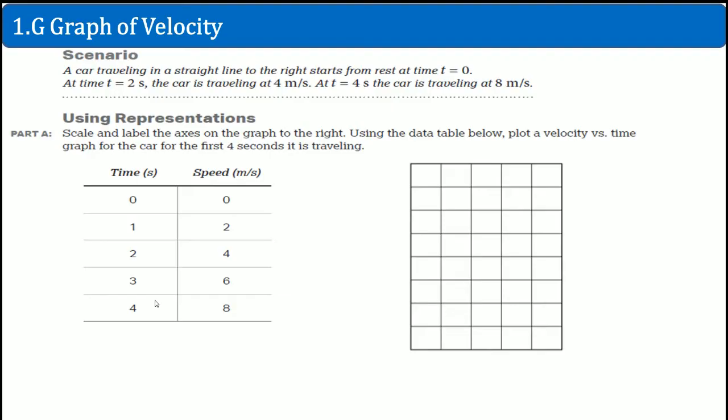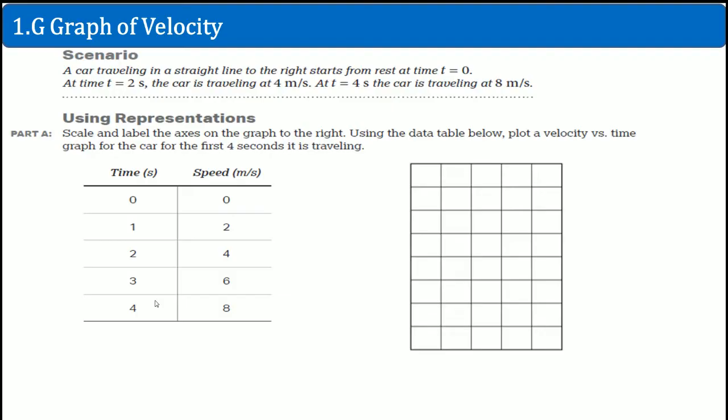Here I have 1G, which is the graph of the velocity. Here's the scenario. A car is traveling in a straight line to the right, starting from t equals 0. At t equals 2, the car is traveling at 4 meters per second. At t equals 4, the car is traveling at 8 meters per second.